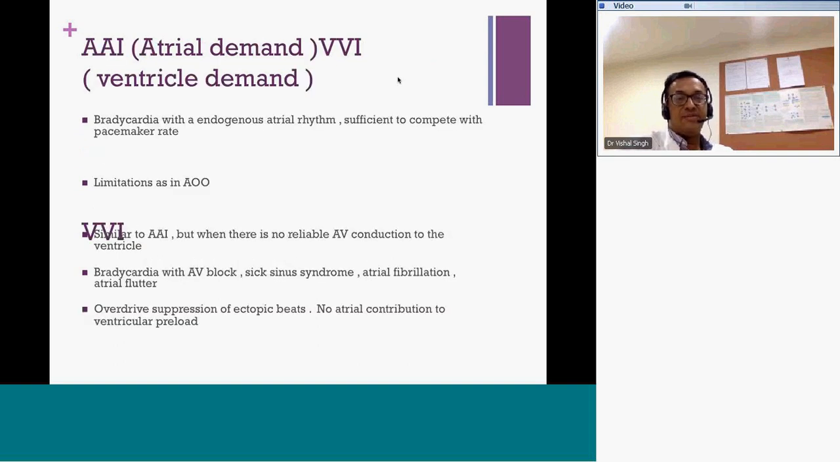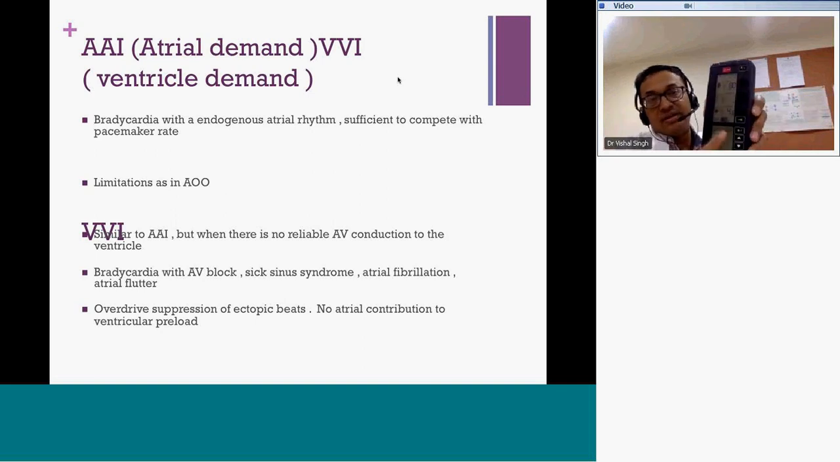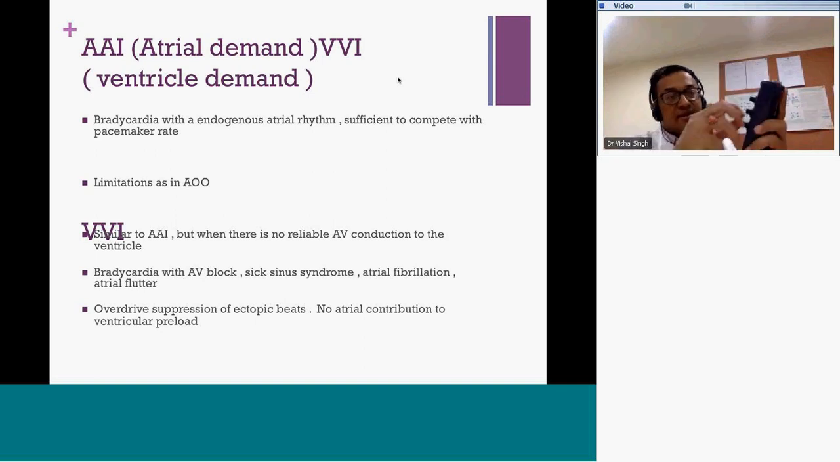AAI atrial demand or VVI ventricular demand pacing. Now this means that if the patient's rate is slower, it paces at the set rate. If the patient's rate is faster than the set rate, then it will not pace; it will only sense. Hence, it is a proper AAI, for example, as I just showed you. I'll show you VVI since we're already there, so it's not a problem. Okay, so you understand the ventricular sensitivity. The moment I bring it down, for example, from the pacing threshold where sensitivity was 5, I've kept it at around 2.5. It will sense.